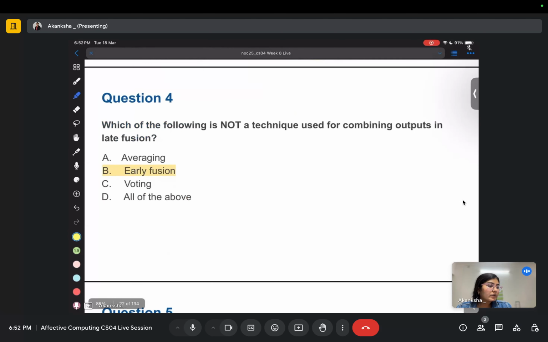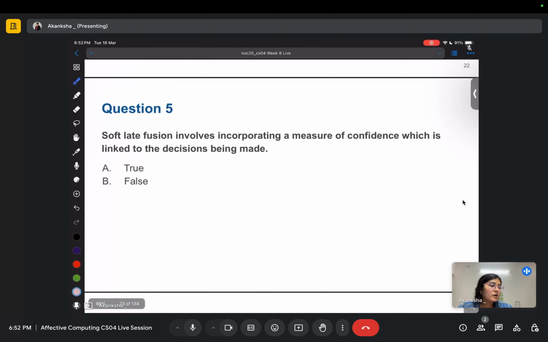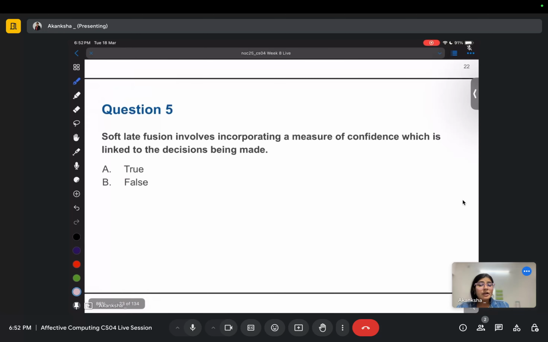Okay, so which is not a technique? We know that averaging is a technique, voting is also a technique, but early fusion is actually not a late fusion technique. How can early fusion be a late fusion technique anyways? Okay, now soft late fusion. Soft late fusion involves incorporating a measure of confidence which is linked to the decisions being made, true or false.